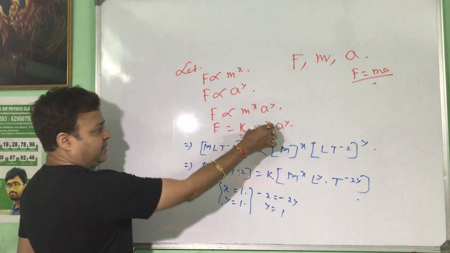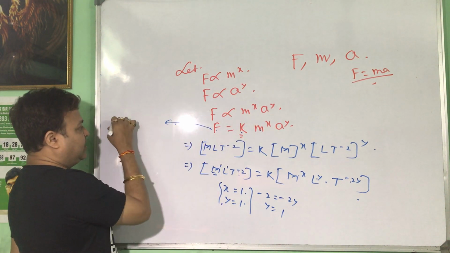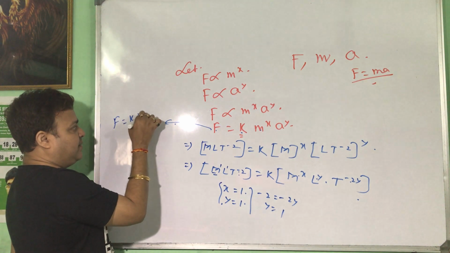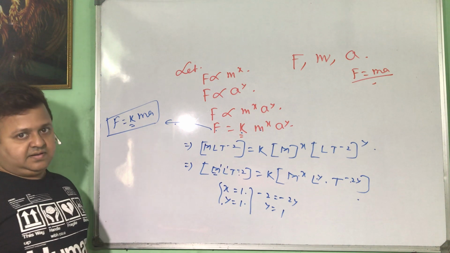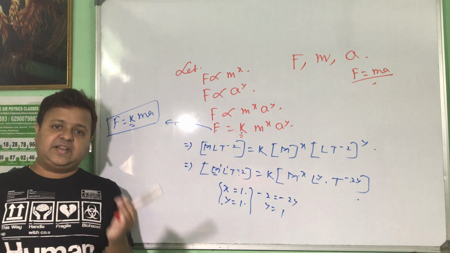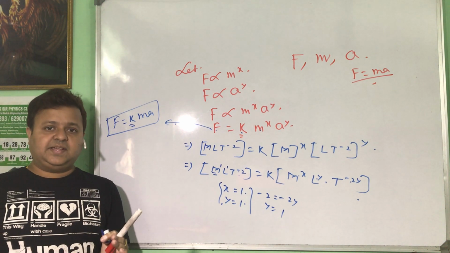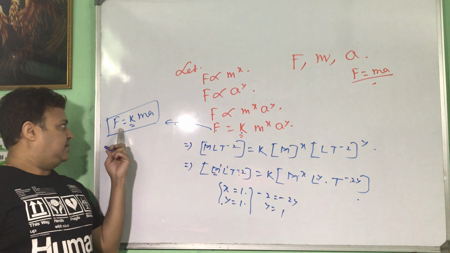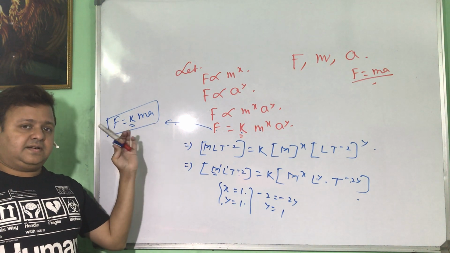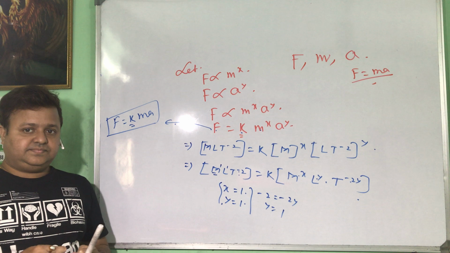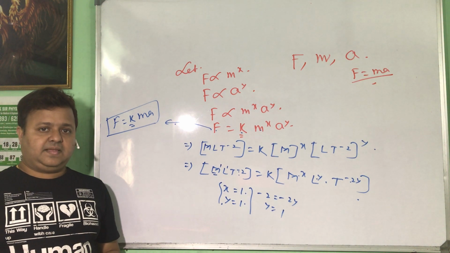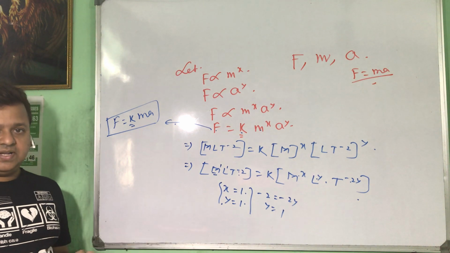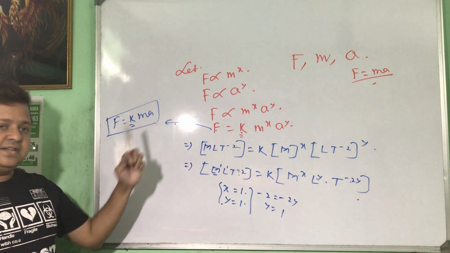Put the values of x and y in this equation. So F equals k into ma, and experimentally the value of k is 1. If we know the equation, then put the value of k. If the equation is unknown, then this is the correct answer. If the equation is known, put the value of k. If the equation is unknown, then leave it.